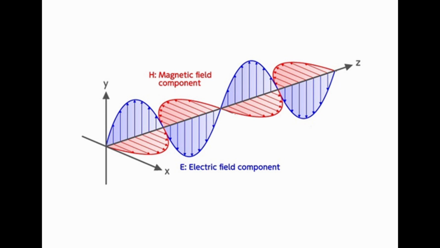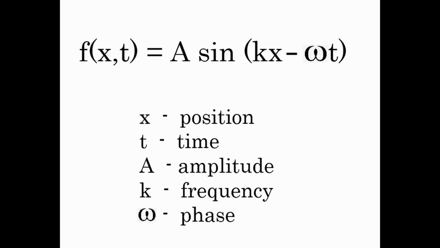You'll have two sinusoidal waves at 90 degrees apart. One's the electric field component, one is the magnetic field component. Let's take a minute to look at the general formula of one of these sine waves. A is your amplitude, how high it vibrates up and down. The K component is how quickly it oscillates, as in how long or short an entire wavelength is.